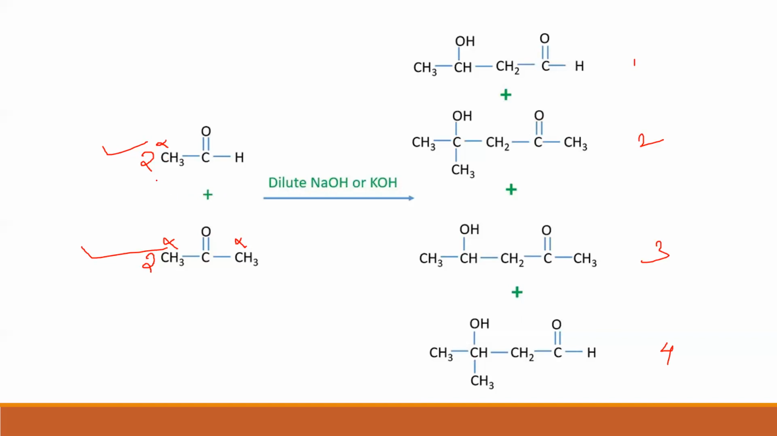If I take 2 moles of acetaldehyde, from one of them I remove H plus. Therefore, CH2 minus will attack the carbonyl carbon of the other aldehyde to give us which of these products here? Can you guess which of these products? Yes, it is product 1.